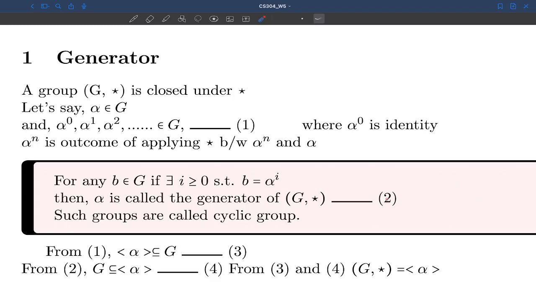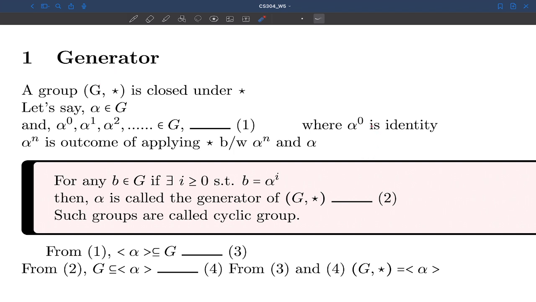Okay, so now that we are aware of what a group is, we want to learn about generators. First of all, there is a fact that a group is closed under star. Every group is closed under its operator. Now, what do you mean by closed? It means that after applying the operation, whatever result I get belongs to the set G only.